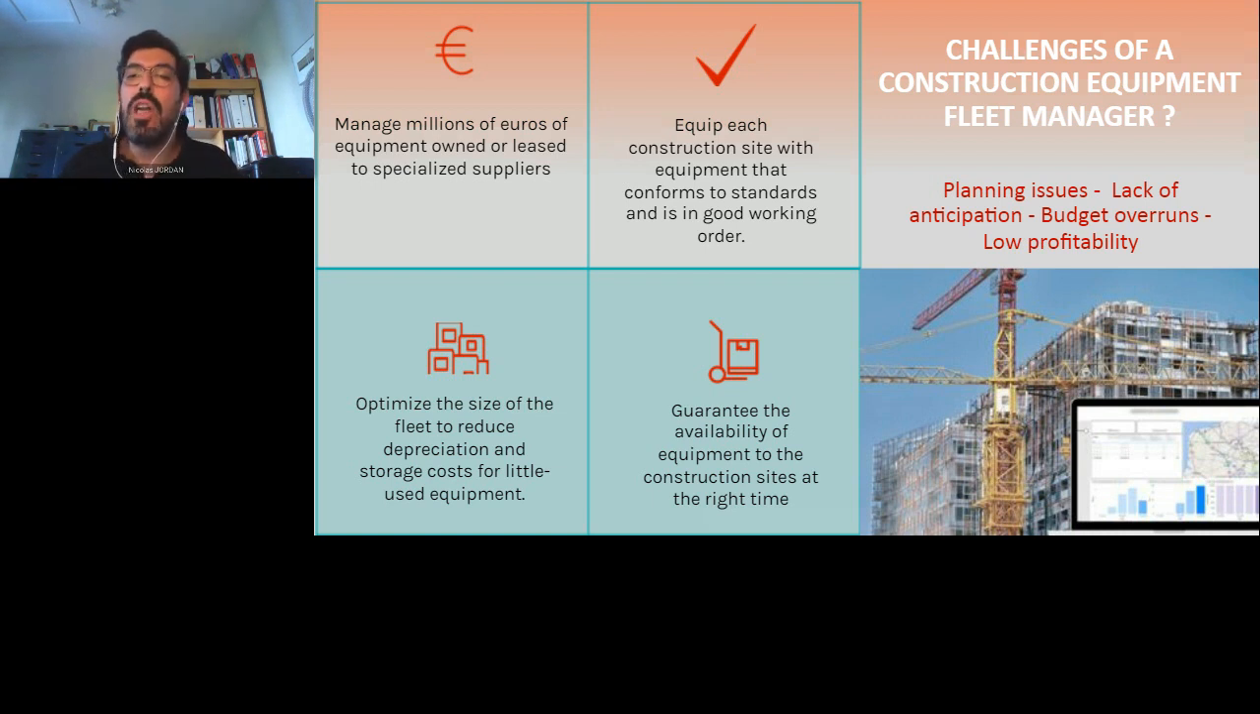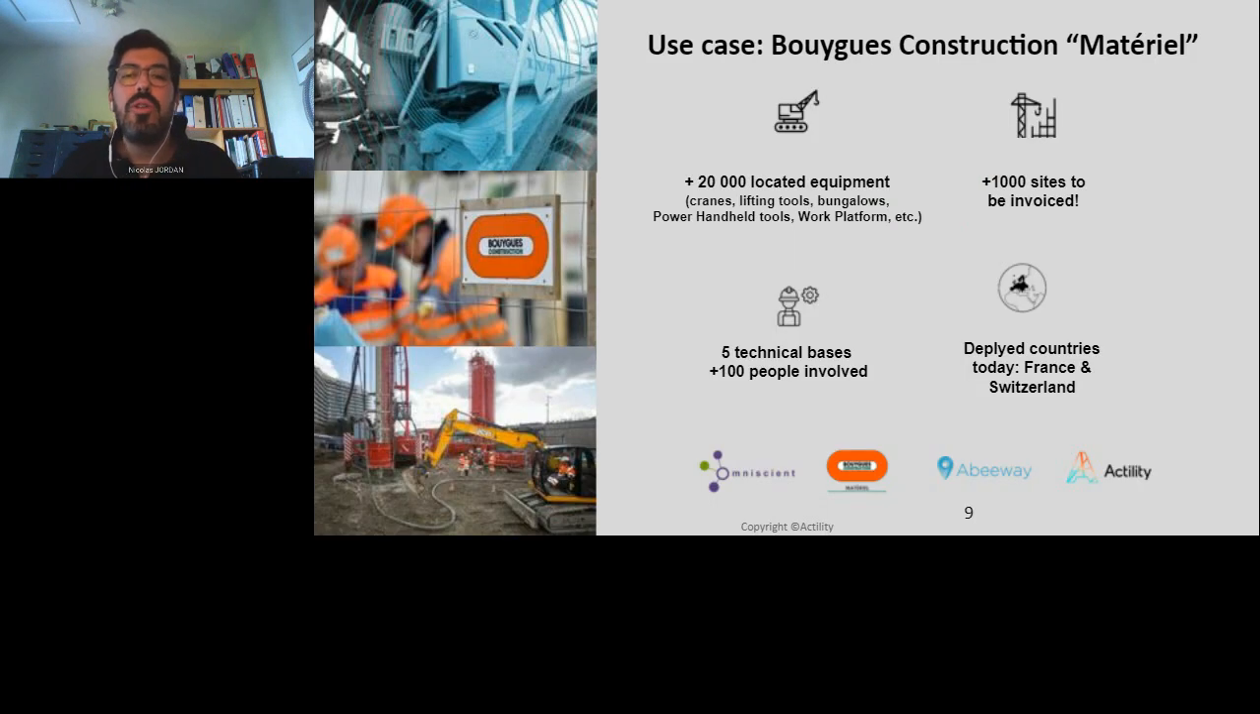So the challenge is really the planning issue, because if there is any lack of anticipation or budget overrun, it brings low profitability for the construction site. So we have up to now equipped 20,000 pieces of equipment, as I said: cranes, lifting tools, bungalows, power-handled tools like drills, work platforms, over 1,000 sites.